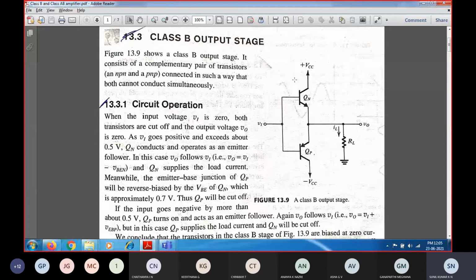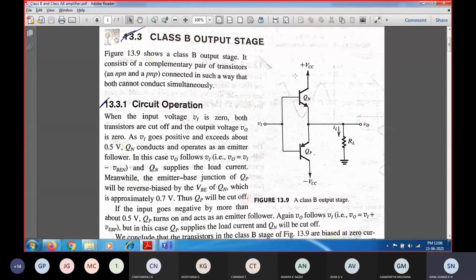So we know that for a class B output stage for an amplifier, the Q point will be selected at the cutoff region. In a class A amplifier, we get the full output cycle for a given full input cycle if the Q point is selected at the center of the load line. Whereas in this case, we are going to select the Q point at the cutoff region. So obviously, for a given input cycle, only the positive half cycle of the output will be obtained, and the negative half cycle will get skipped.